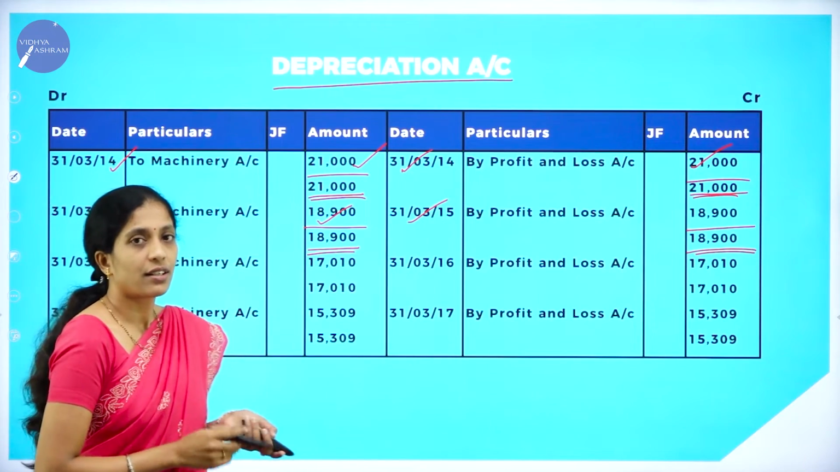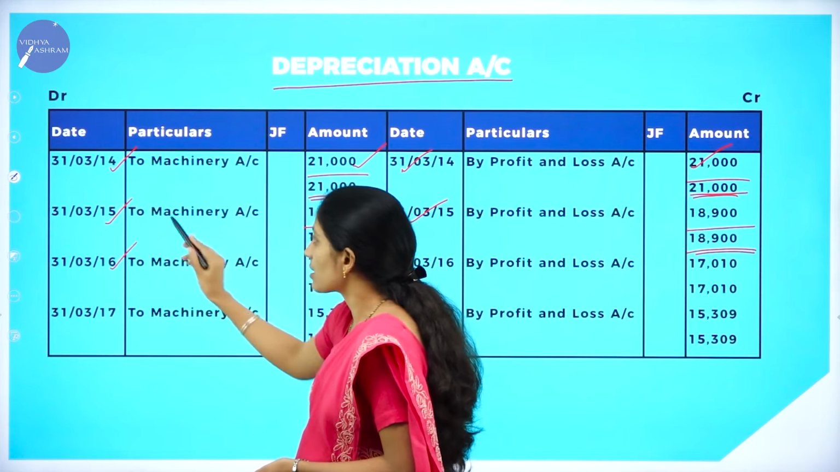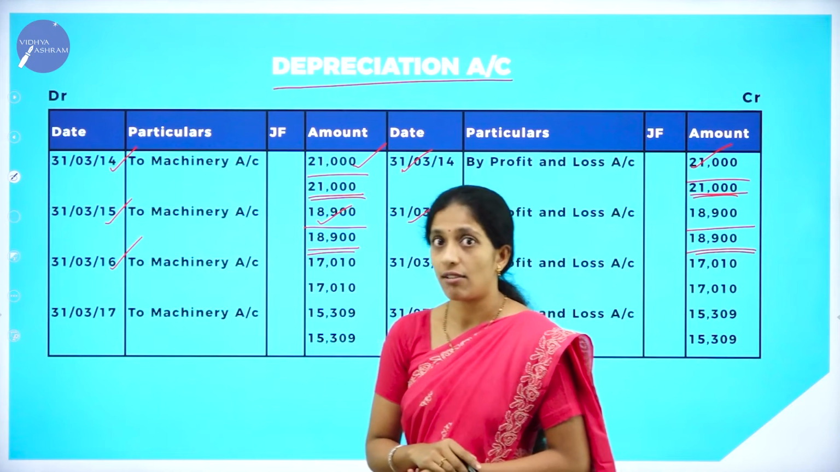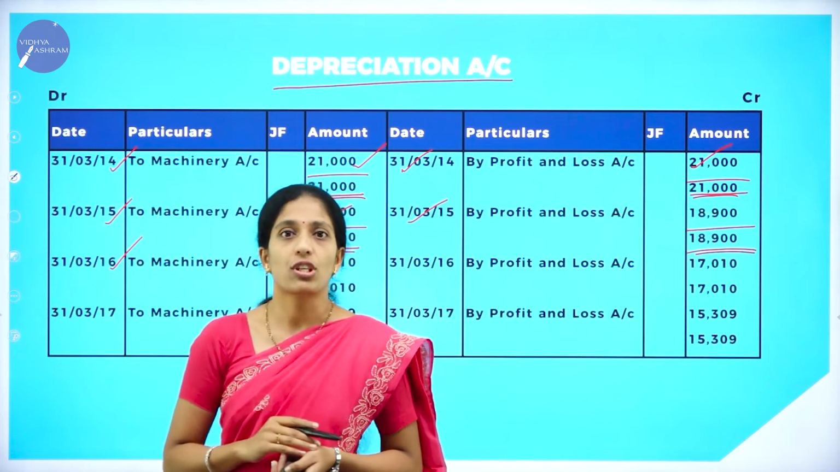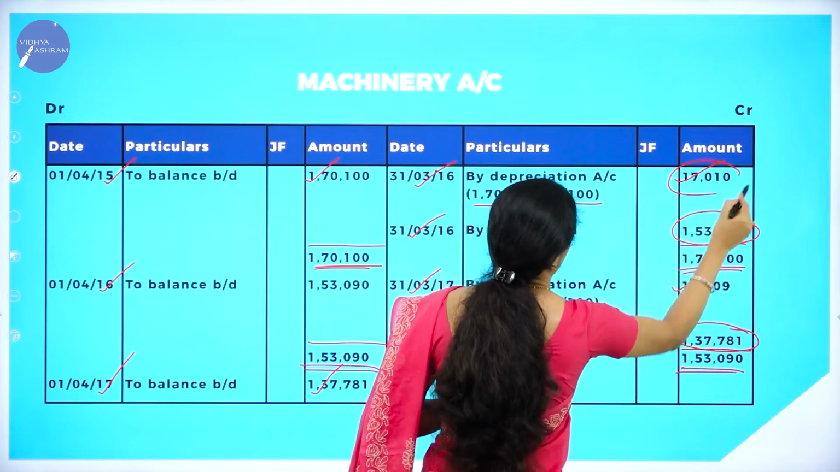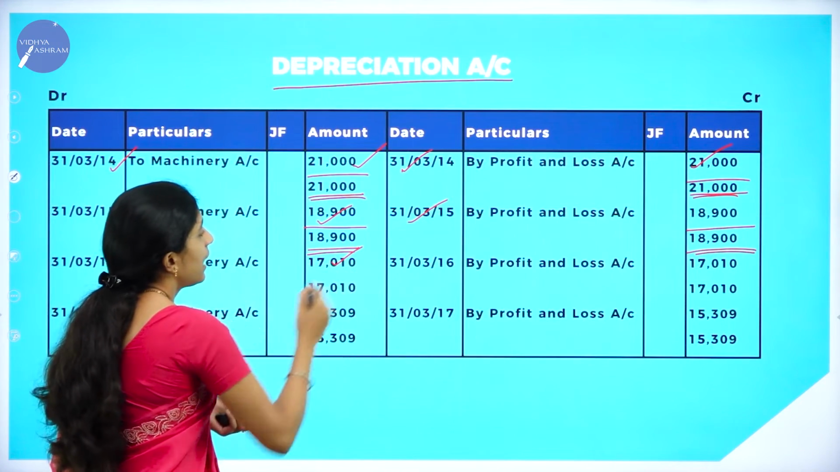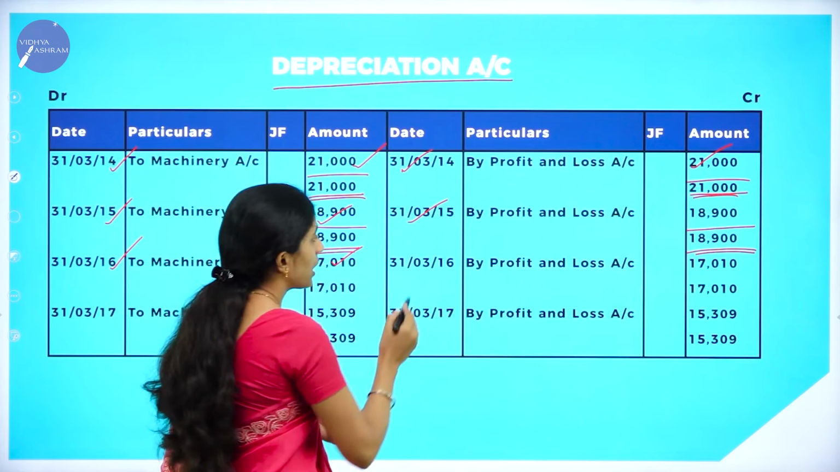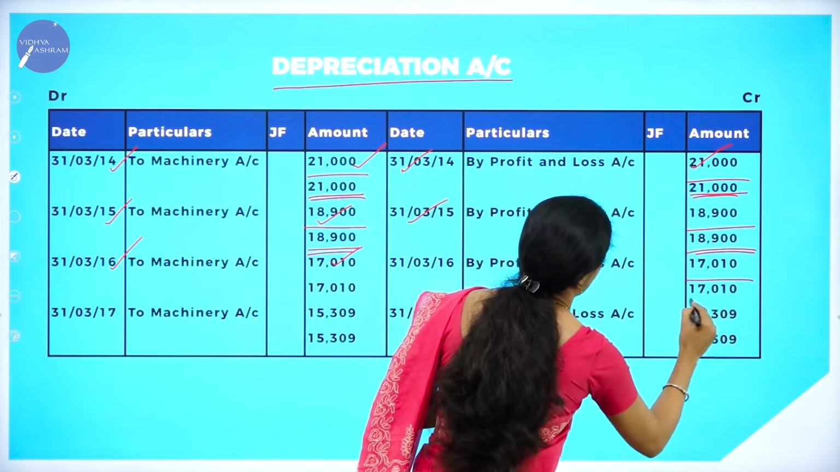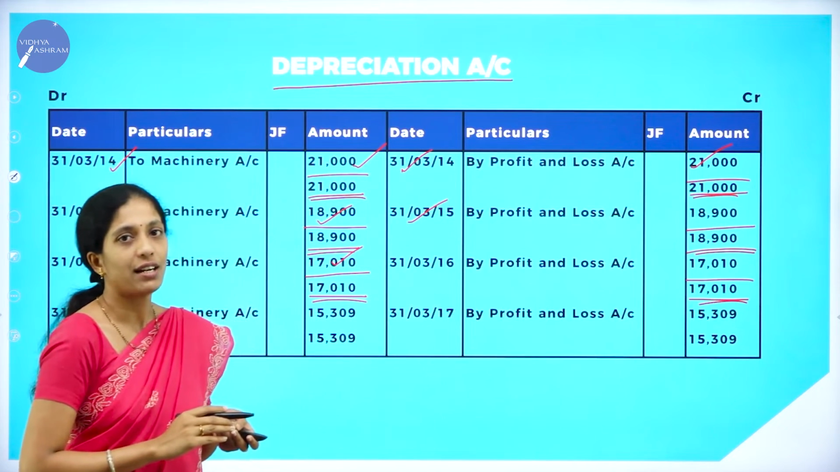Now coming to the third year also, third year end. So what is the date? 31st/3/2016 to machinery account. Now what is third year depreciation? So go through the machinery account. Third year depreciation is 17,010. So write that 17,010 here. Again 31st/3/2016 by profit and loss account 17,010. So you have to transfer that depreciation to profit and loss account.